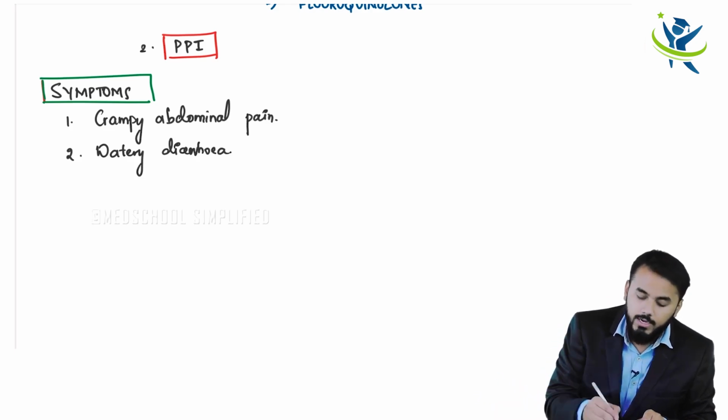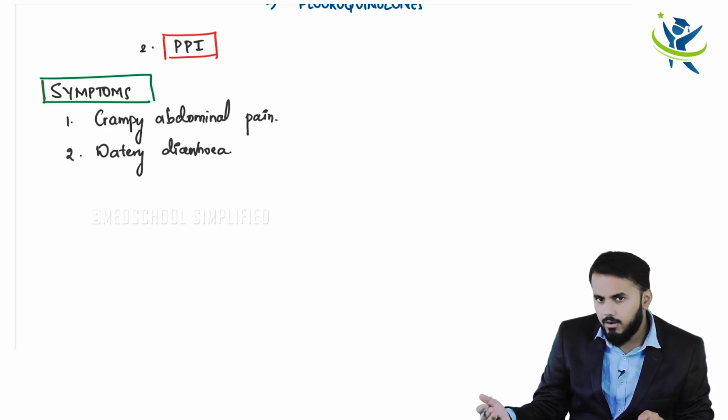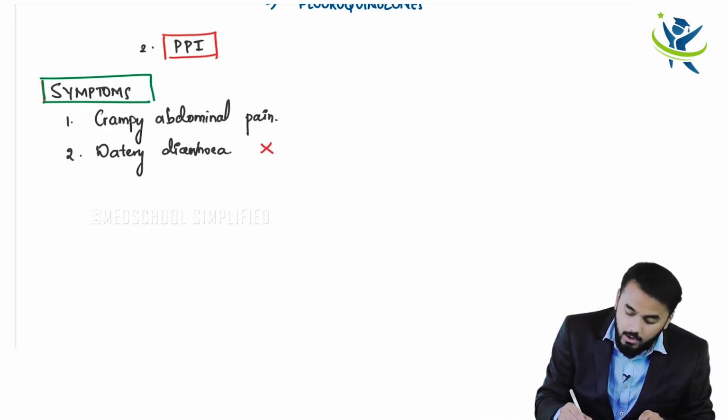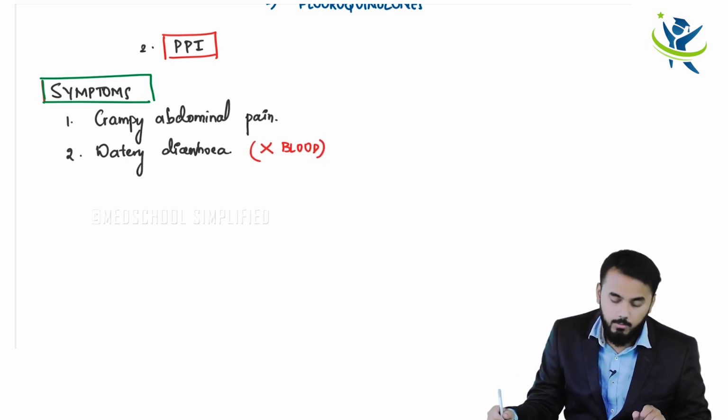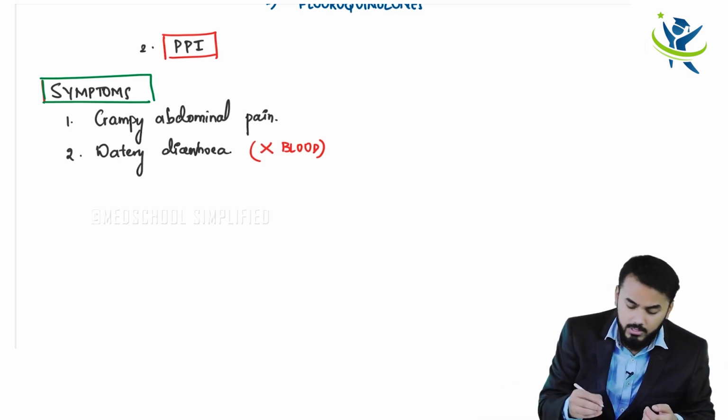Watery diarrhea. When I say watery diarrhea, one thing you need to keep in mind: is this diarrhea with blood or without blood? It is without blood. No blood in that. Okay? No blood in that. So crampy abdominal pain and watery diarrhea are the two most important symptoms.